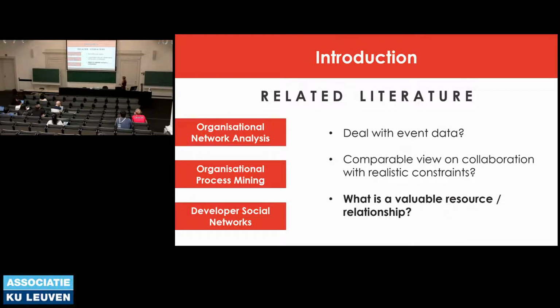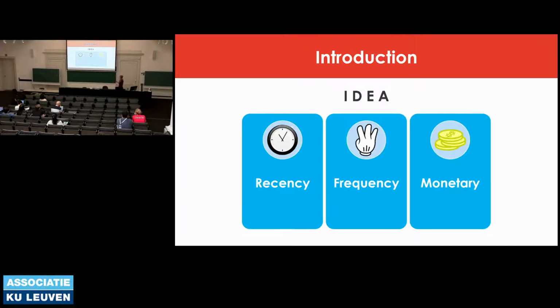Okay, so all of these also have in common that they have no clarity or agreement on what constitutes a valuable resource or a valuable relationship. If they use something, it's often the frequency at which someone worked, or some pattern appeared. So the new idea in this research is we can use this principle from marketing. It's used to assess customer value based on 3 dimensions.